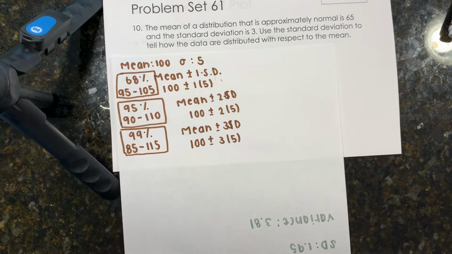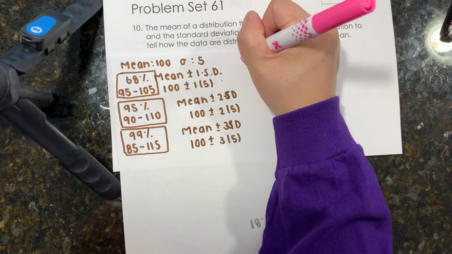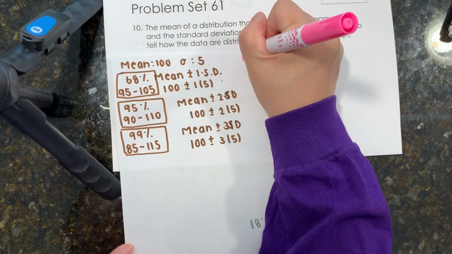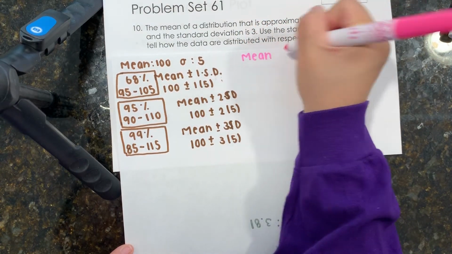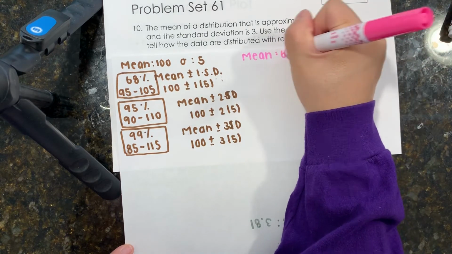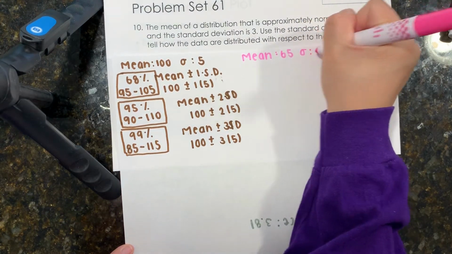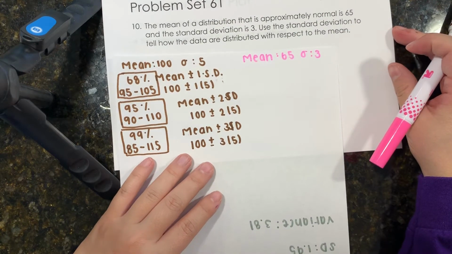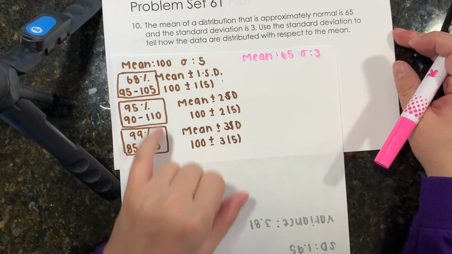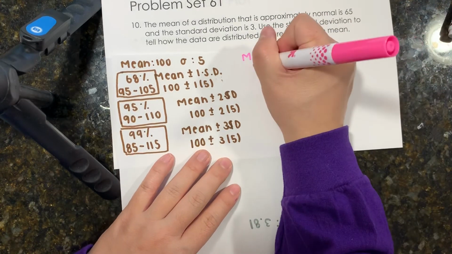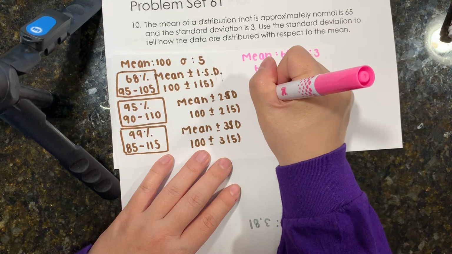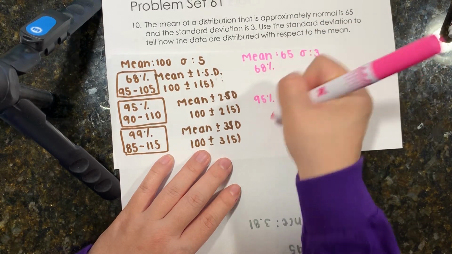So number 10, we have the mean of a distribution that is approximately normal. So again, that's going to use our empirical rule of 68, 95, and 99. The mean they give us is 65. The standard deviation is 3. And then it says use the standard deviation to tell how the data are distributed with respect to the mean. So again, I'm going to follow the same thing: 68, and then 95, and then 99.